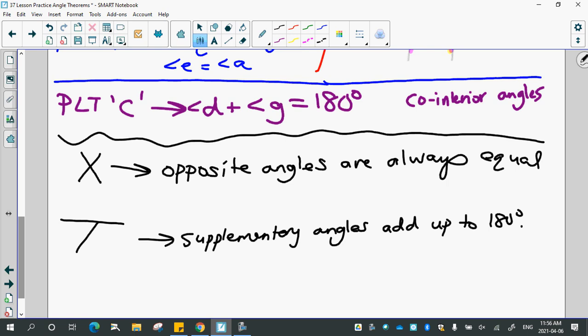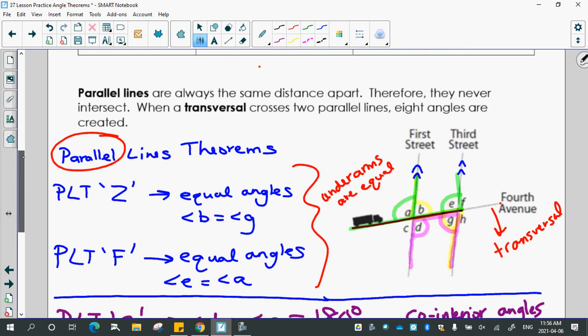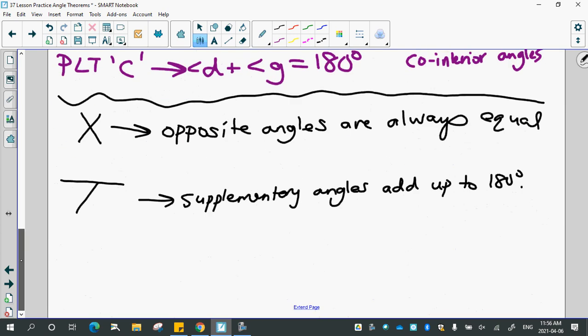Okay, and they don't have anything to do with being parallel, but they do, as Vanessa said right at the very beginning, appear in this diagram. We have an X here. We have a T here. So we have an X and a T in the diagram, but it doesn't matter that the lines are parallel, whereas you can only use Z, F, or C if you have parallel lines. Okay? So those are all our letter patterns. And now we're just going to try some questions.